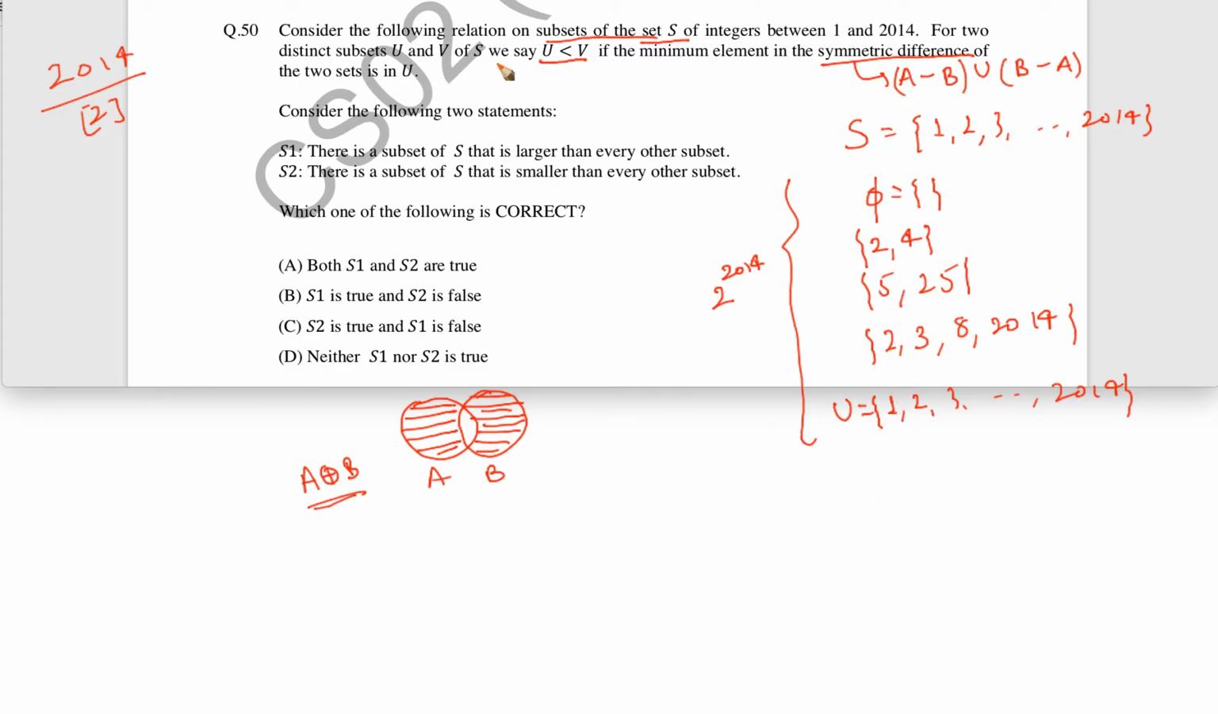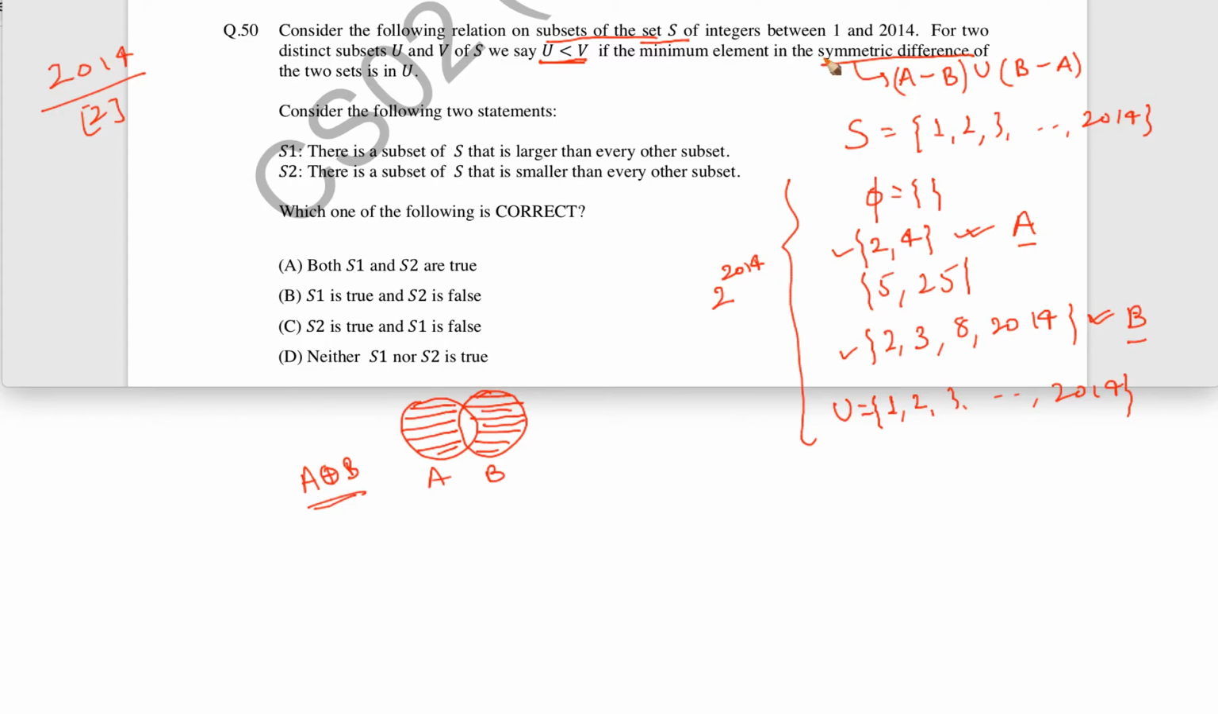Now let's talk about how this minimum element is found, and how we can say that U is less than V as per the definition they have given. So let's take two particular elements, let's say elements of this subset. Let's take this subset and this subset. Let's say this is A and this is B, and we have to find which one is smaller and which one is bigger. So A and B are these two subsets, and we have to find the relation between them.